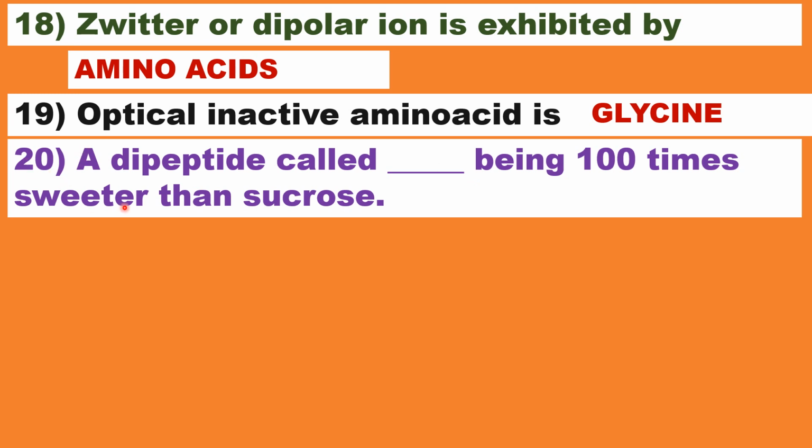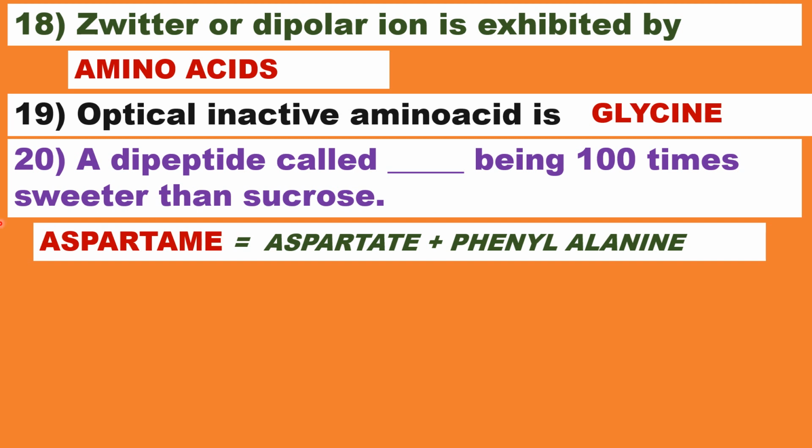20th question. A dipeptide called dash being 100 times sweeter than sucrose. It is called artificial sweetener. Aspartame. It is a dipeptide made of aspartate and phenylalanine. It is 100 times sweeter than sucrose. So it is used as an artificial sweetener.